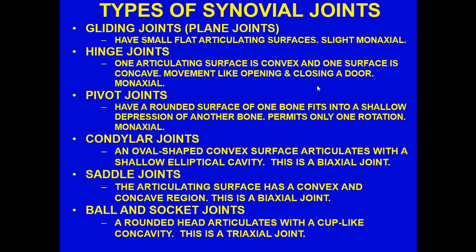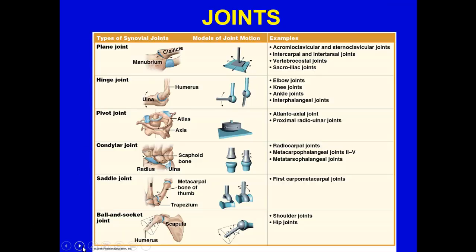Now, saddle joints, the articulating surfaces have a convex and concave region. Therefore, you can formulate a biaxial joint. Finally, ball and socket joints. They are basically resulting in a triaxial joint, and it's a rounded head that articulates with a cup-like concavity.